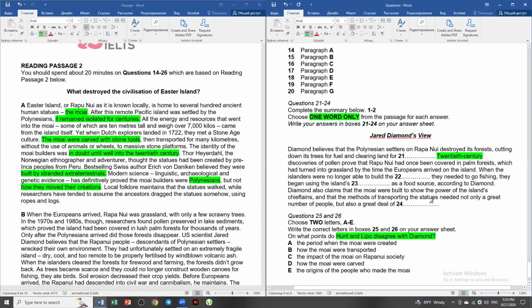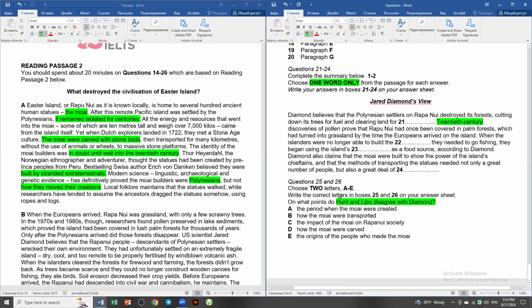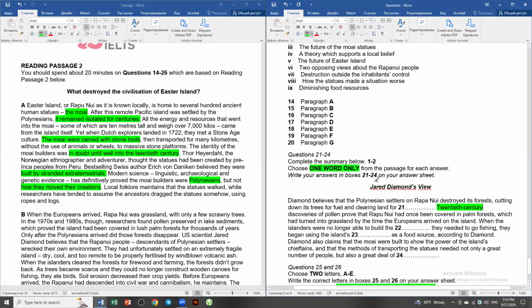So the methods of transporting the statues needed not only a great number of people, but also a great number of something else. All right, and yet still we don't have any answers to that. However, we have a paragraph A.